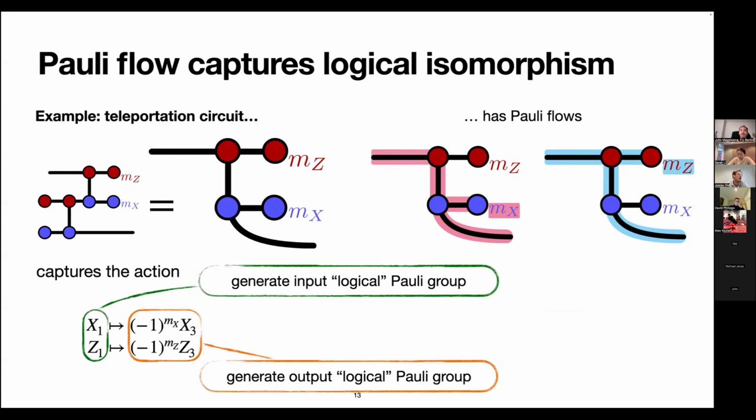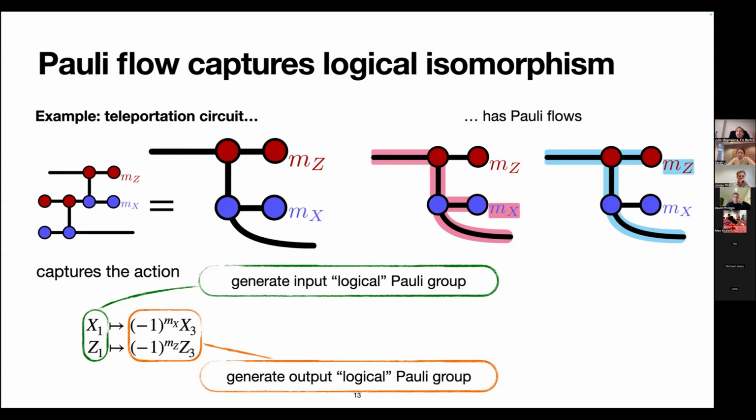In particular, this tells us that x1, indicated by the first Pauli flow in the top right, gets mapped to x3 times a phase that depends on mx. Similarly, z is mapped from z1 to z3 with a phase depending on the measurement outcome. We can think of this more abstractly as both sets of operators being the generators of an isomorphic group. They both generate the Pauli group of a single qubit.